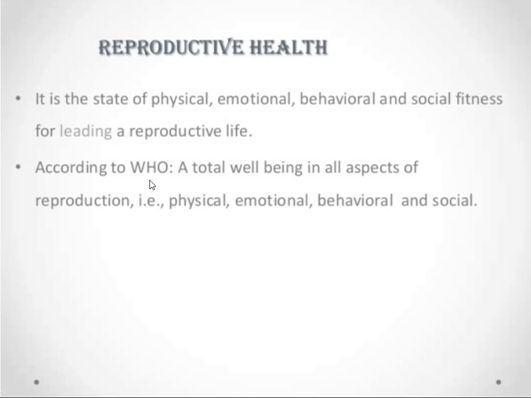According to WHO, it is defined as a total well-being in all aspects of reproduction: physical, emotional, behavioral, and social. So, we can also understand that this basically refers to the condition wherein the male and female reproductive systems are functioning well at all the life stages.